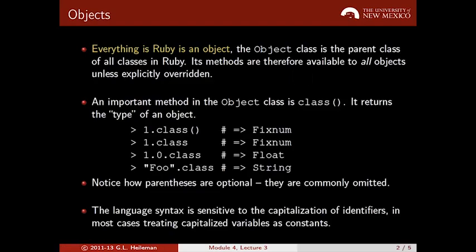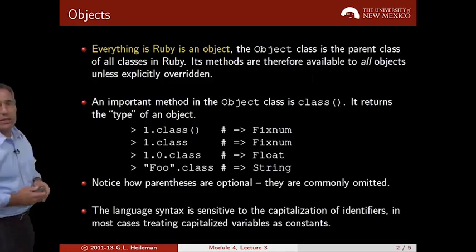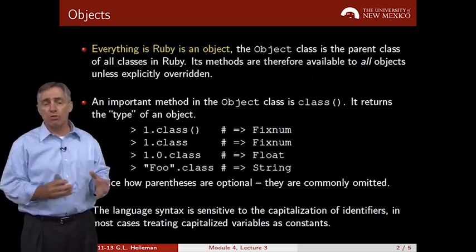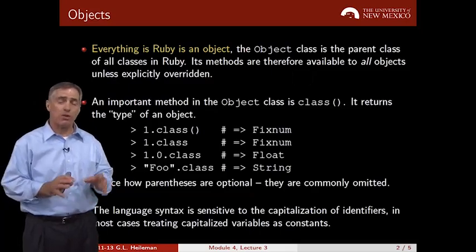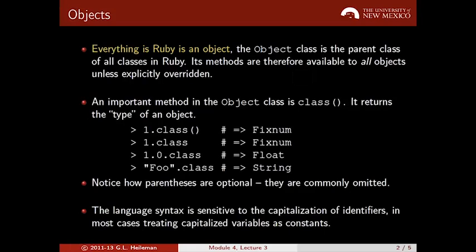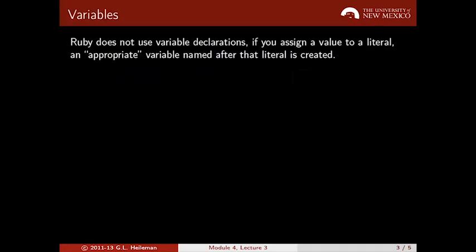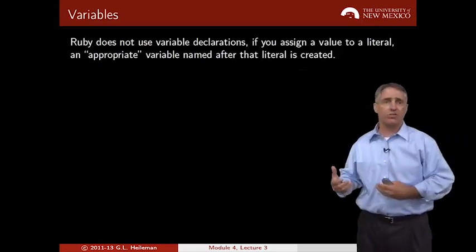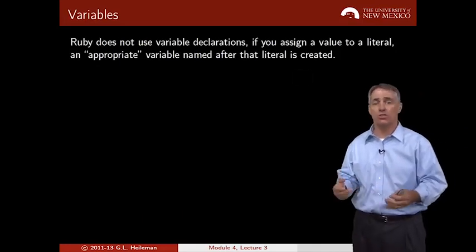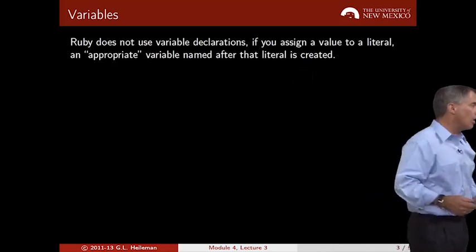The syntax in Ruby is sensitive to capitalization, and there are some rules about how you should capitalize things in Ruby that you should use by convention, because most people who use the Ruby programming language follow those conventions in order to avoid confusion. So in most cases, capitalized variables are treated as constants. And we've already talked about the fact that in Ruby you won't see things like Fixnum and then the name of the variable. There are no variable declarations. If you need a variable, you just use it. You start using it, and it's automatically created.